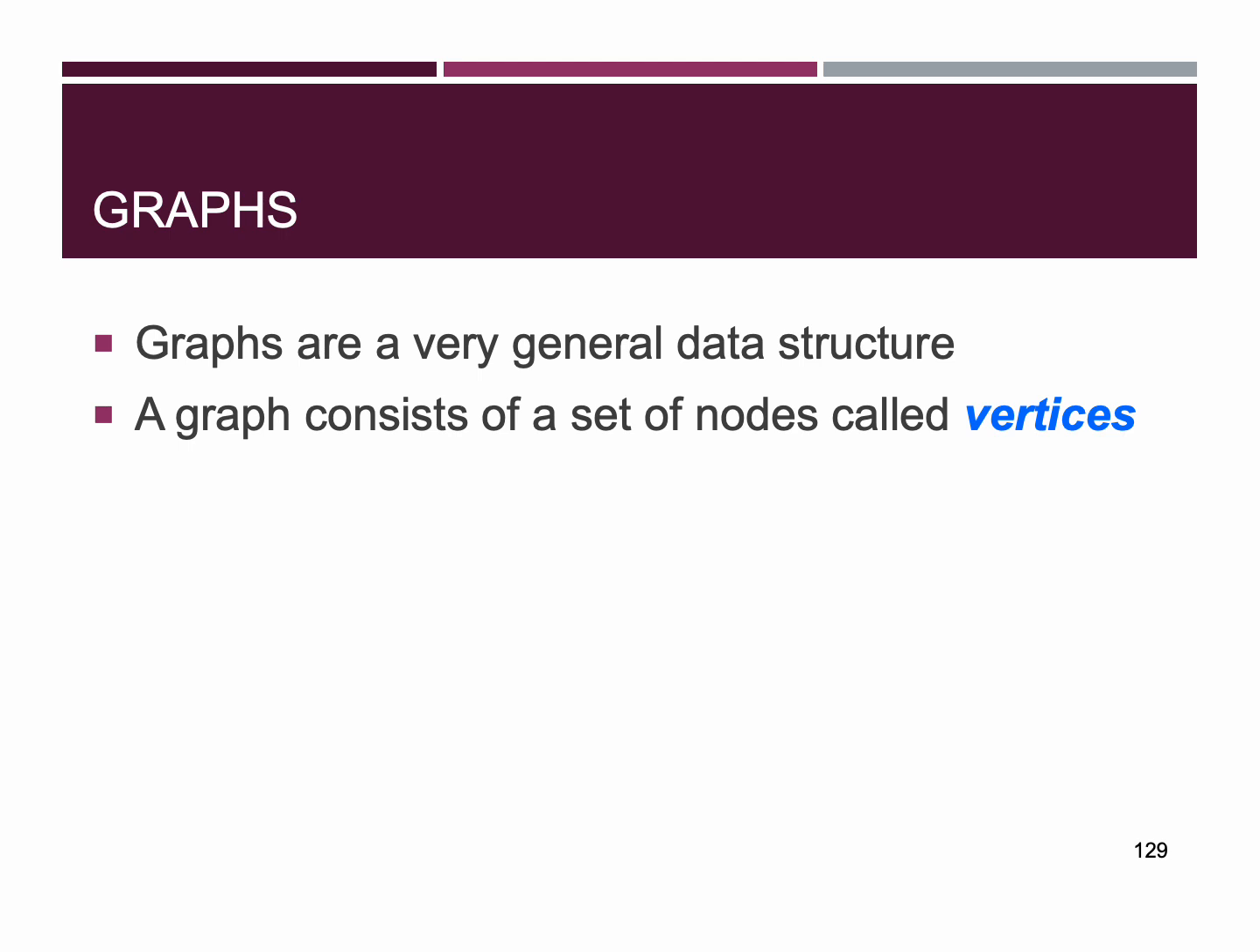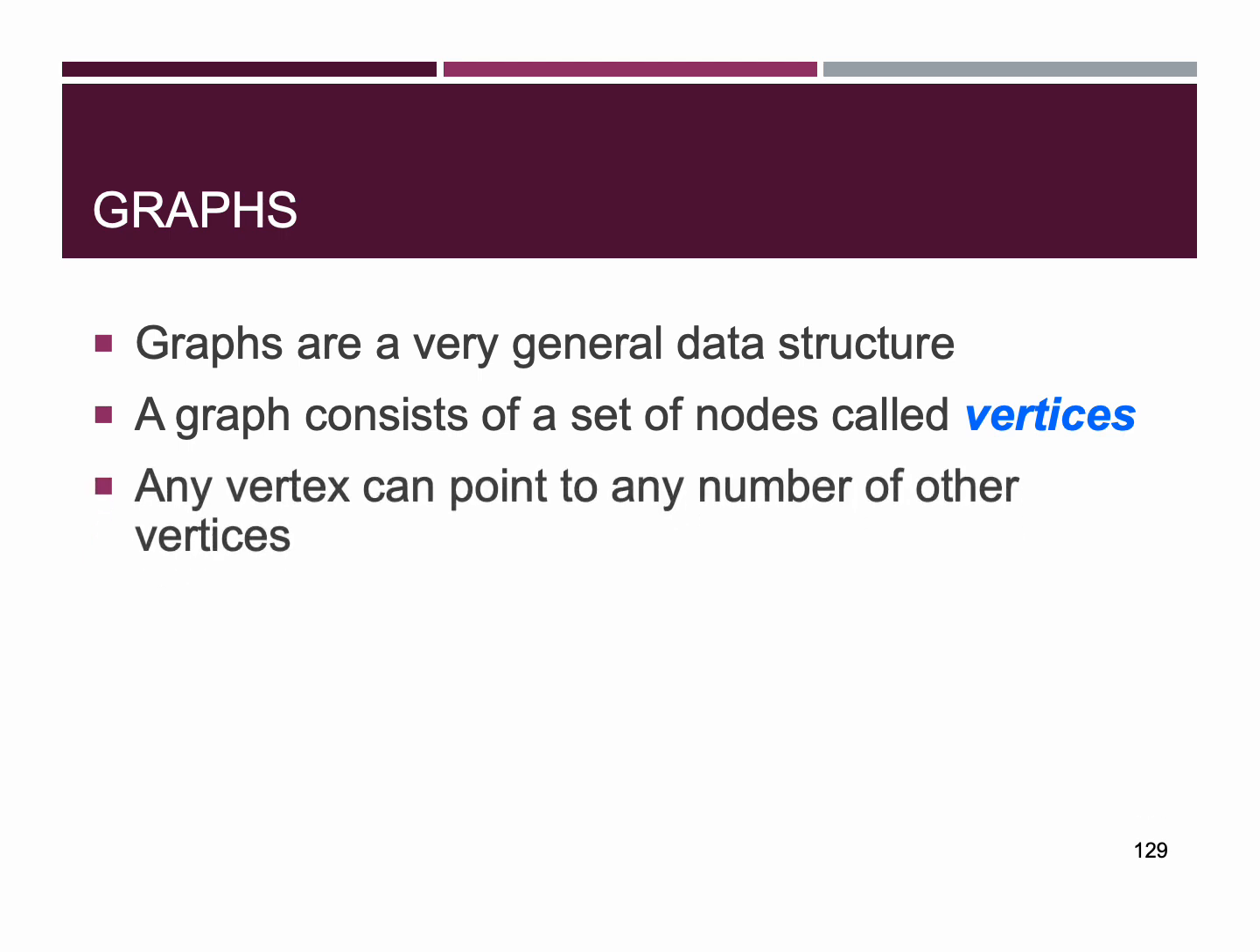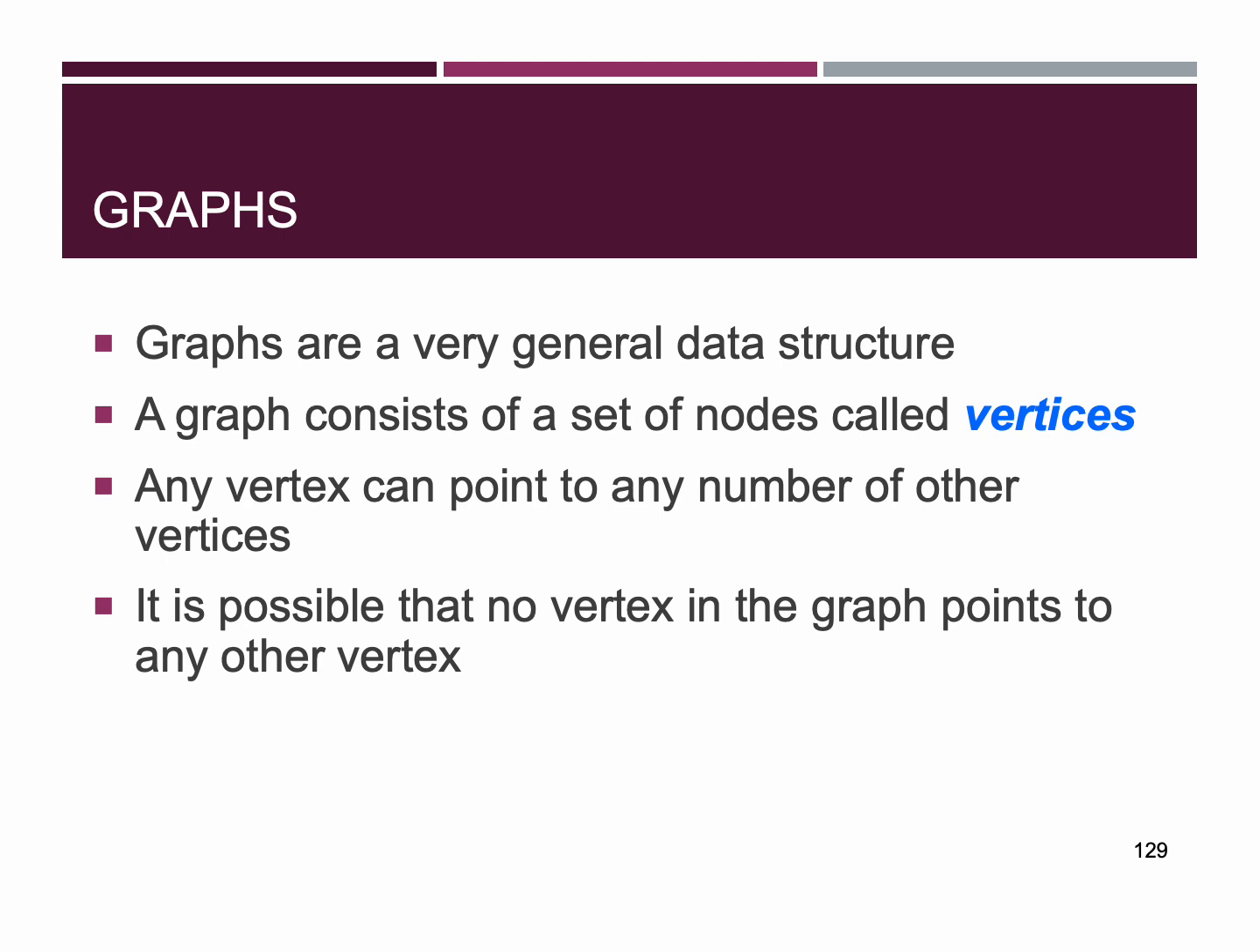Graphs are a very general data structure. We all know about graphs. We all learn about graphs from our school. So a graph consists of a set of nodes called vertices. Any vertex can point to any number of other vertices. It is possible that no vertex in the graph points to any other vertex. So we'll now see an example that will make it clear.